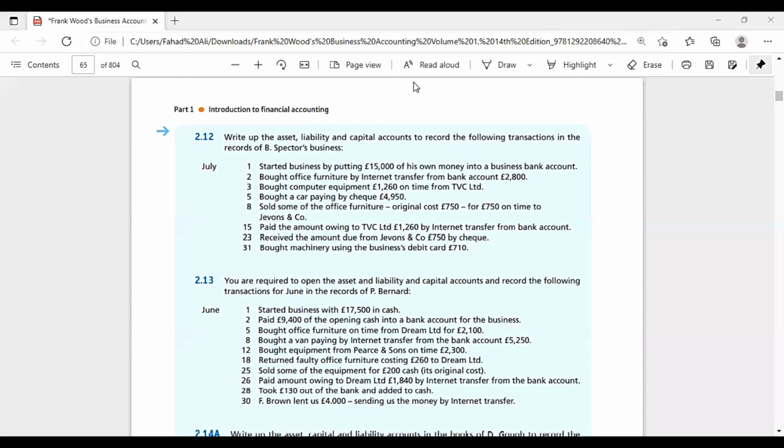Varsha, how many transactions have you done? I'm on the fifth one. You're on the fifth one. So it is the 5th of July.